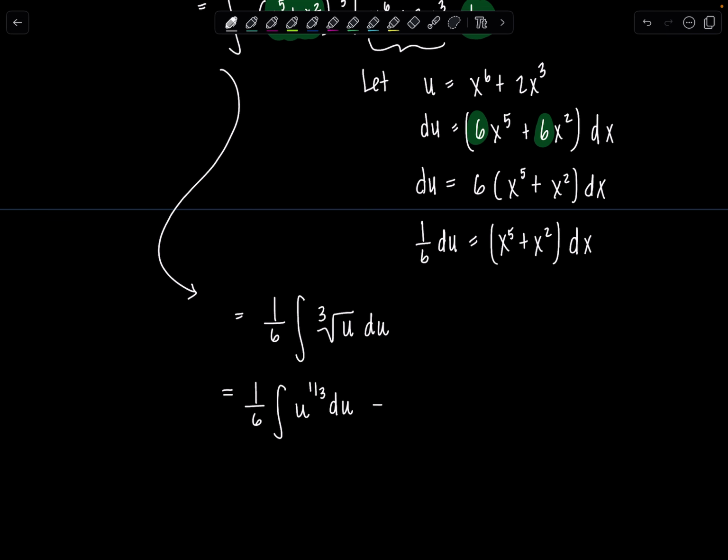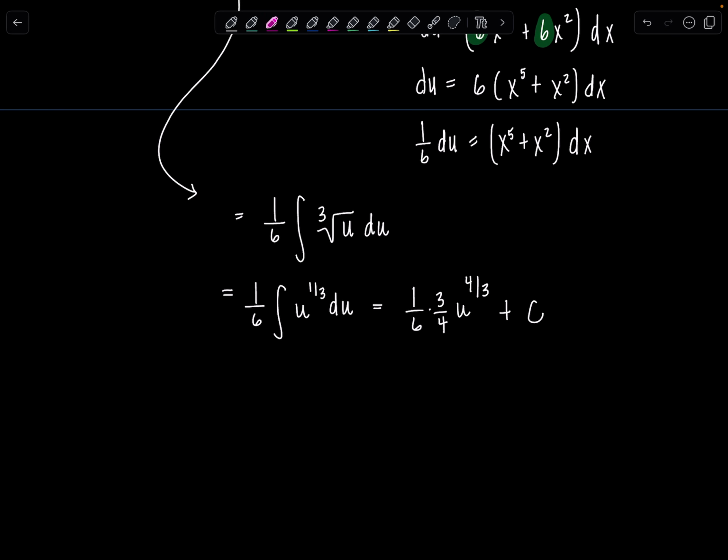And then add 1 to the exponent, divide by the new exponent. So if I add 1 to 1/3, it becomes 4/3. And then divide by the new exponent, I'm going to multiply by the reciprocal, 3/4, and then plus c immediately. The minute you drop that integral sign and the du, you need a plus c. And then let's see, this will reduce, won't it? 3 cancels with 6, so now this is a 2. And then I'm left with 1/8 u to the 4/3 plus c.